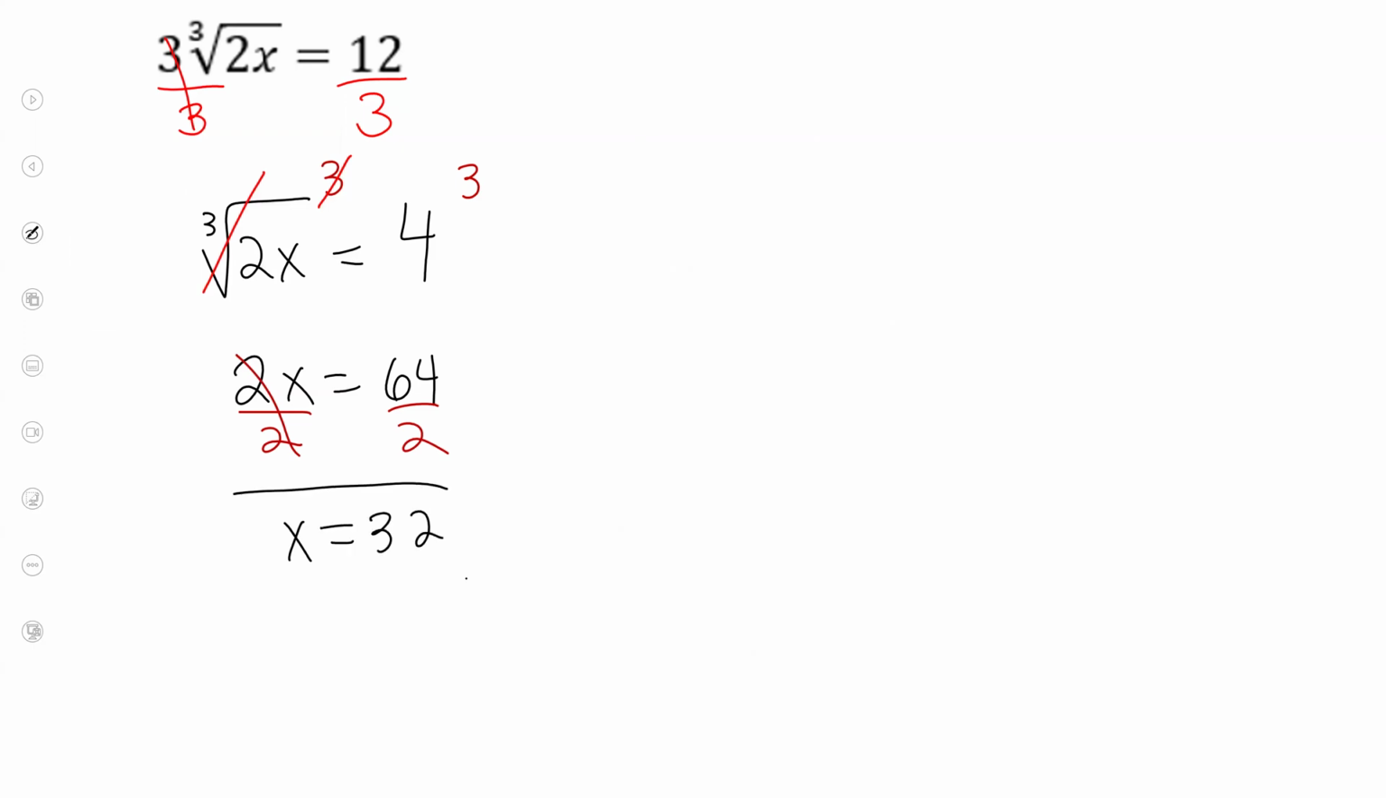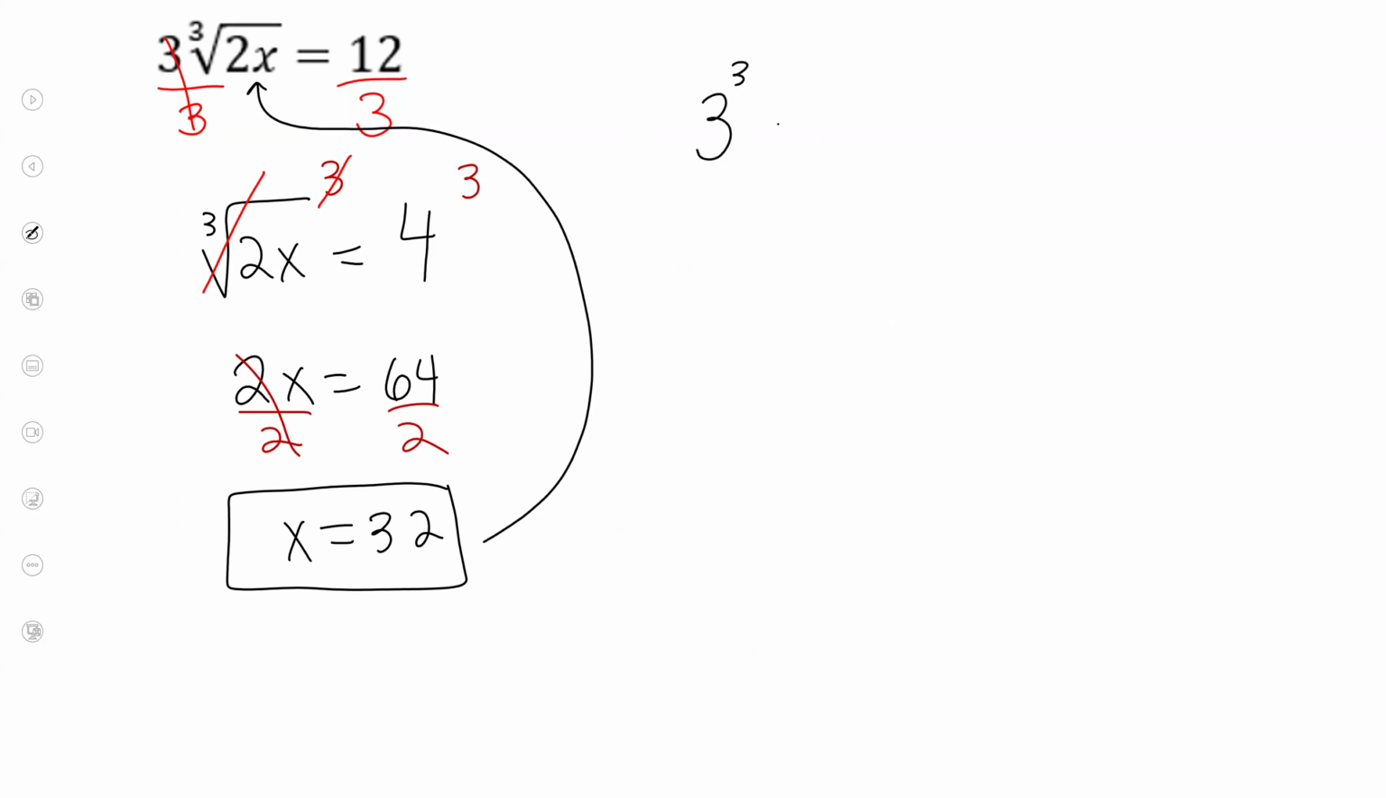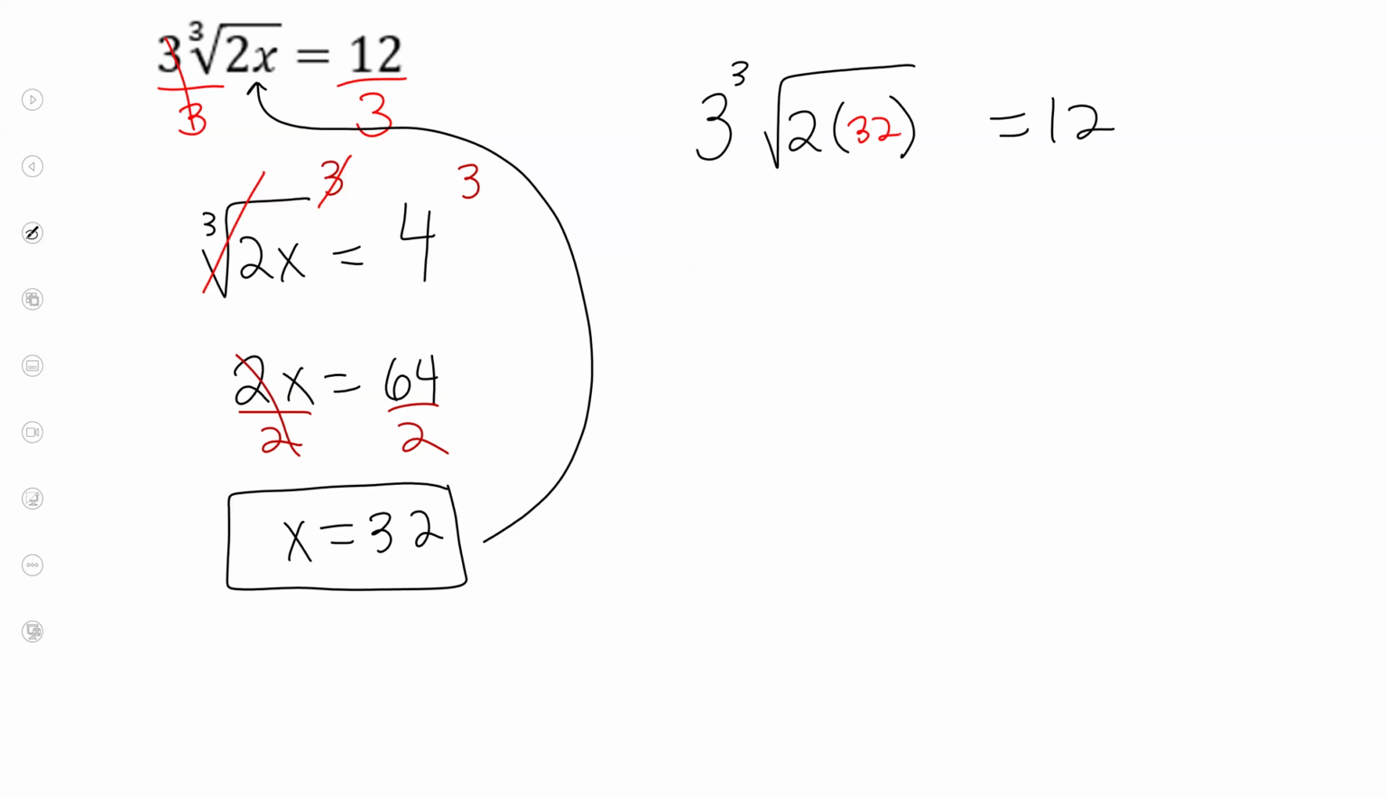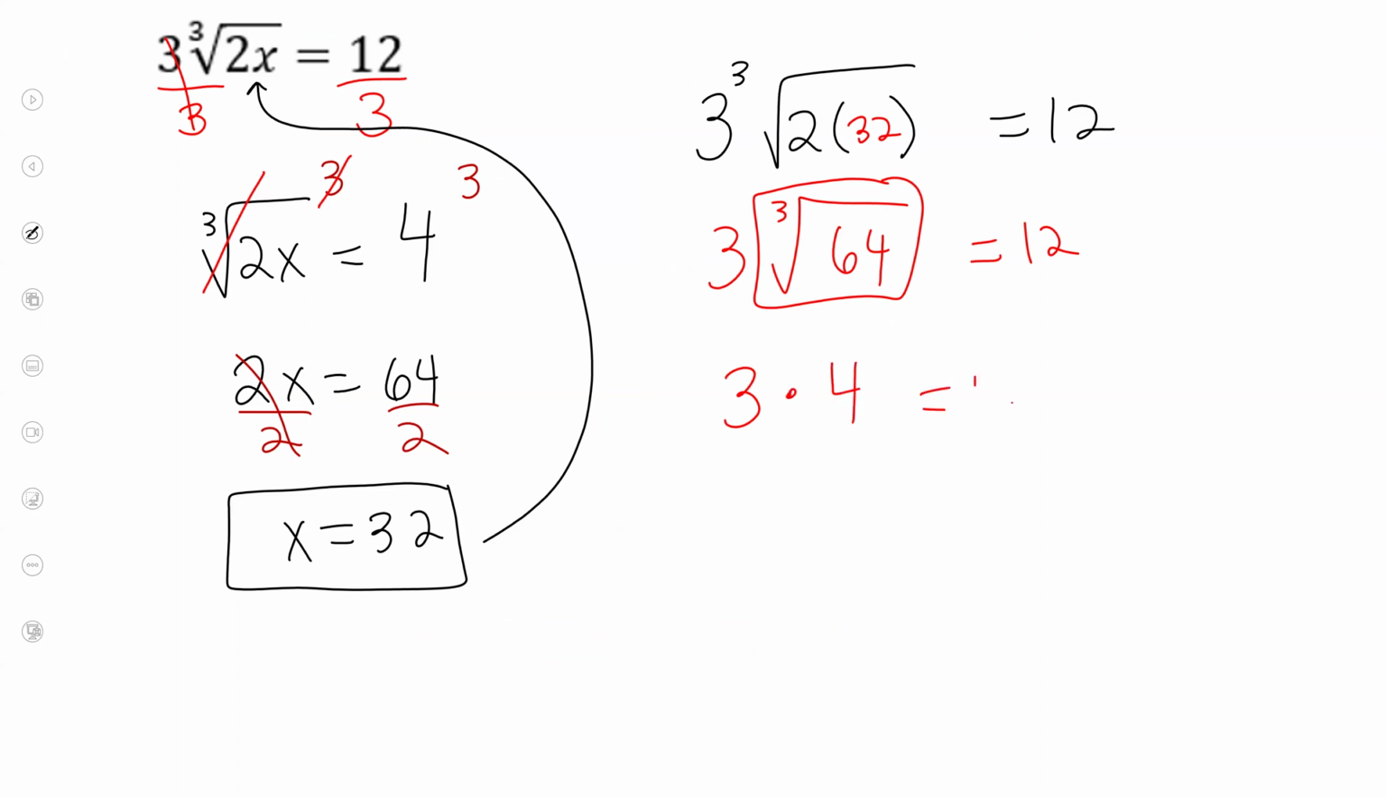Perfect. Okay, now we always need to plug it back in and make sure we don't get anything crazy. So here's the original problem. Let's make sure this is not extraneous, something extra that they gave us. All right, 3 cubed root of 64. What times what is 64? 4. Okay, so this becomes 4, and 3 times 4 is 12. Okay, so this is a solution. It worked. Make sure you plug your answers back in to make sure it makes sense.